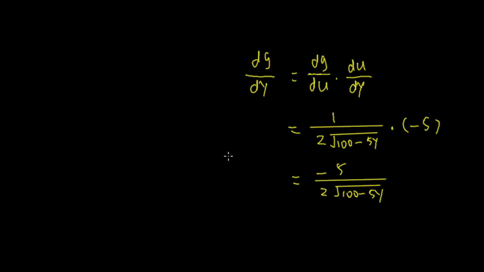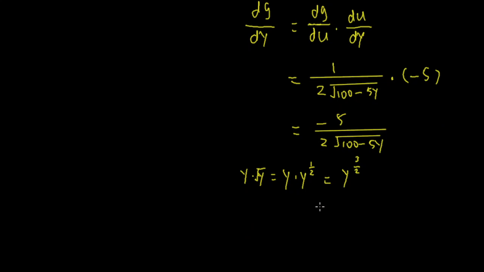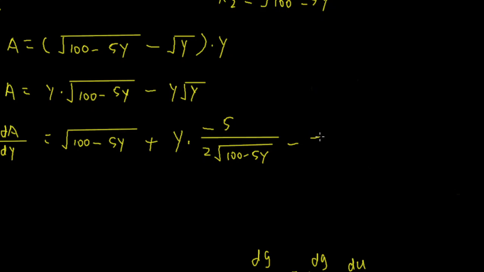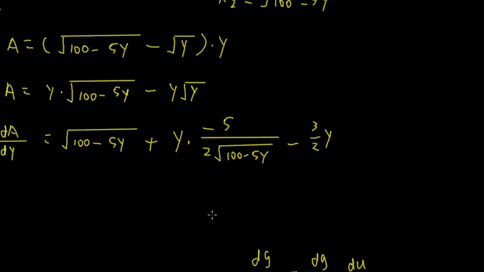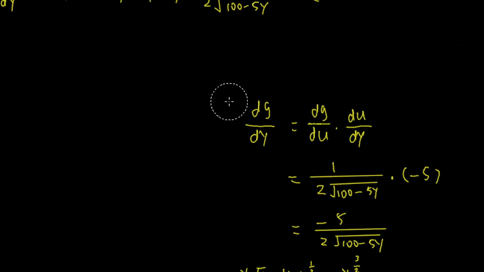Now, y times square root of y, right? y times square root of y is the same as y times y to the power of 1/2, and that's equal to y to the power of 3/2. So when you take the derivative, it's basically 3 over 2 times y, and then minus 1 from the power. From here, you get 1/2. Okay. Now, let me erase all this.